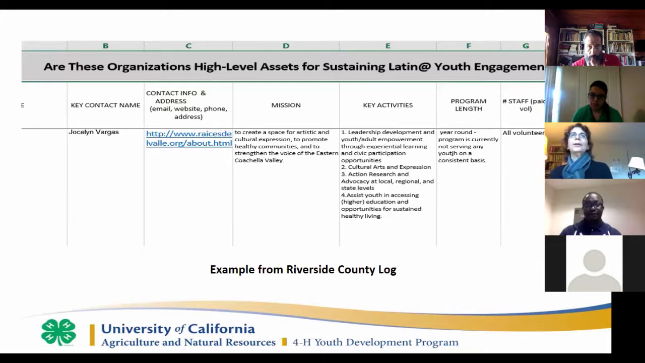Here you can see that Claudia started to fill out the information about this organization in a way that we don't need to go back to the internet or anywhere else to get this information. So we have as much information as we can about this particular organization.